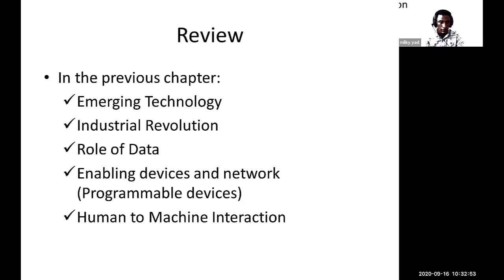Also, we have seen human to machine interaction. As we know, a computer is an electronic device which understands what type of language? Machine language. Yes, machine language is a language which has only two different symbols. That means 0 and 1. What about human beings? Human beings understand human language like English, Amharic, and so on. So, in order to create interaction between human and machine, we need, for example, a translator which translates machine language into human language and human language into machine language.